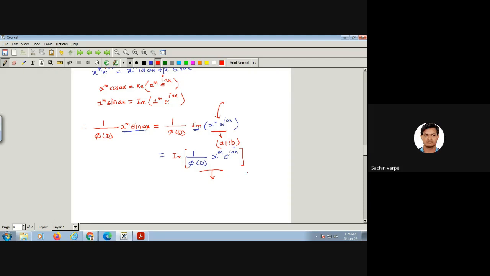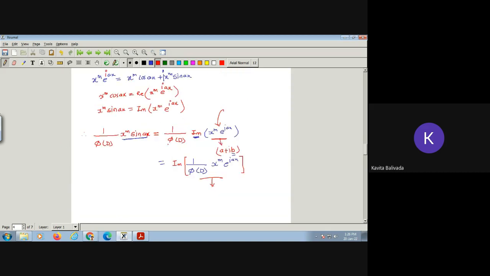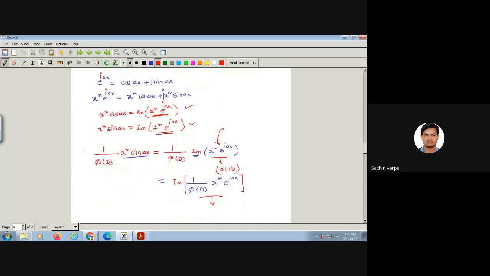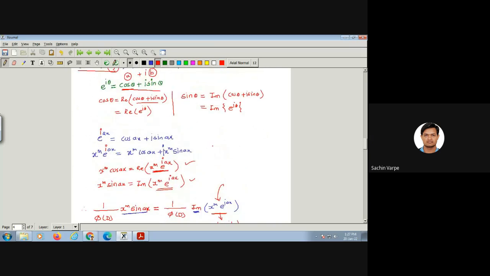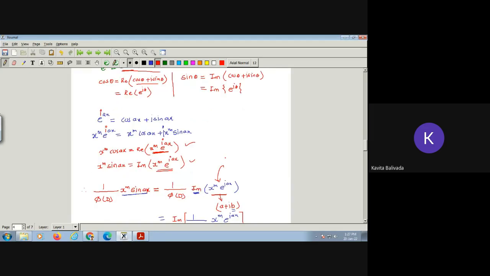Yes, sir. हाँ, so therefore, please explain it once again? हाँ, see here, first of all, are these two formulas clear? x raised to m cos ax is the real part of this and x raised to m sin ax is the imaginary part of this. ठीक है? Yes, sir. या स्टार्टिंग से एक्सप्लेन करूं? कहां से एक्सप्लेन करना है मुझे? Sir, from the formula only you can explain, sir.